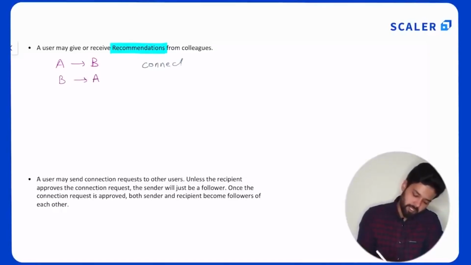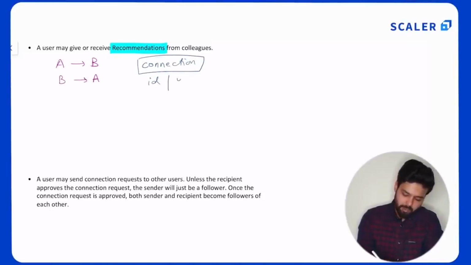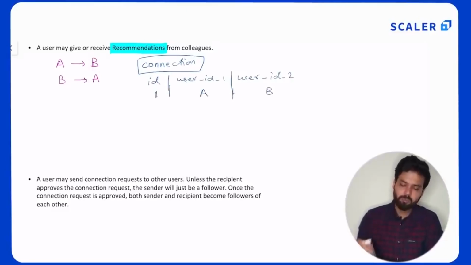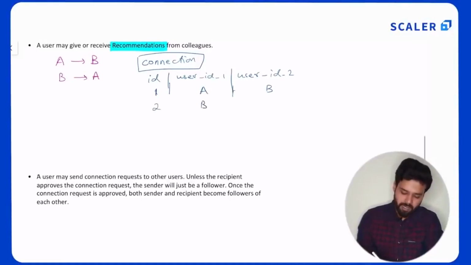So we'll have a connection table. Inside this connection table, I'll have an ID, user ID 1, and user ID 2. Whenever a new connection comes in, I'll add that row here, and as soon as B accepts the request of A, I'll add one more row. So if I want to find out anybody's followers, all I need to do is select star from the connection table where user ID 2 is equal to the given user.